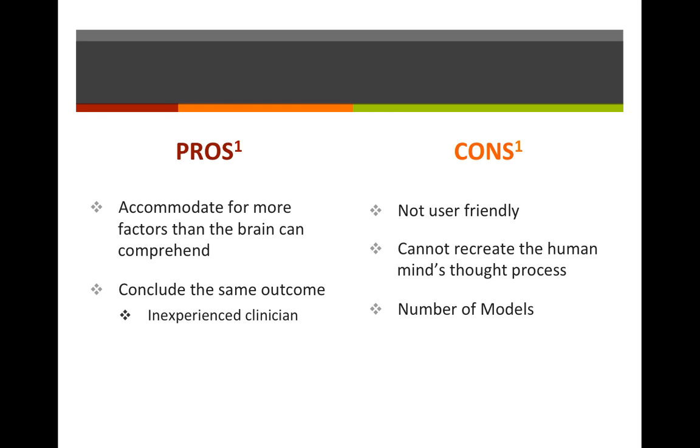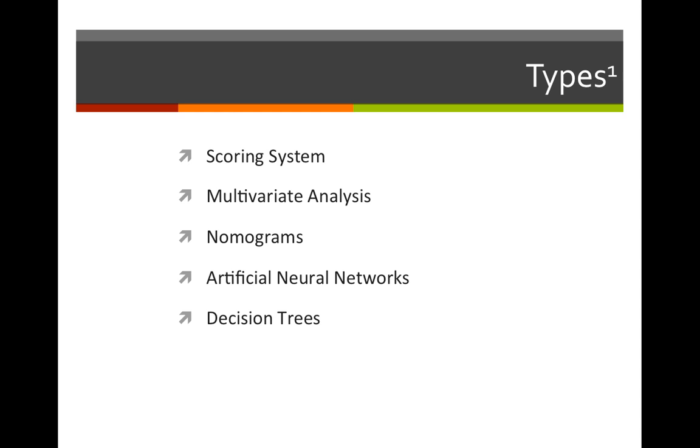And also, there are so many ways for each of these models and tools to be developed that it just adds to the number of models that are accepted and adopted. So there are 5 types. There's a scoring, which is the one that my Wells DVT criteria is.